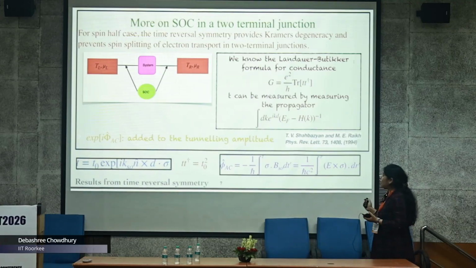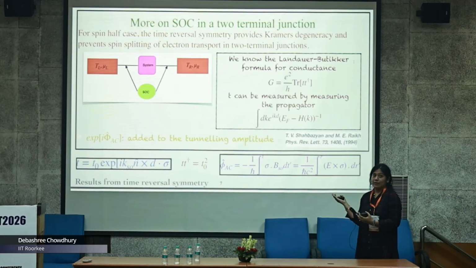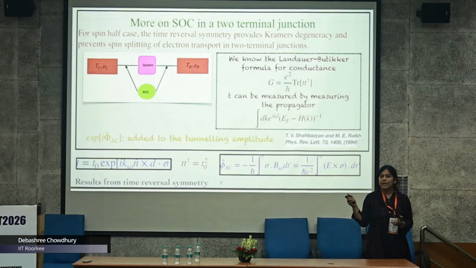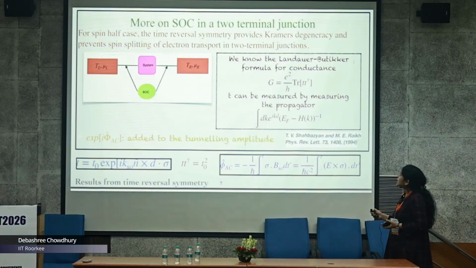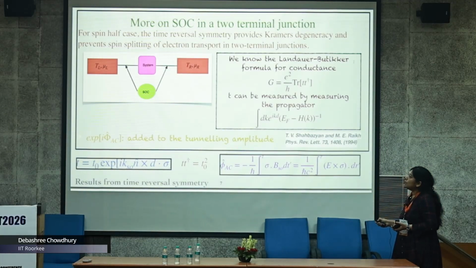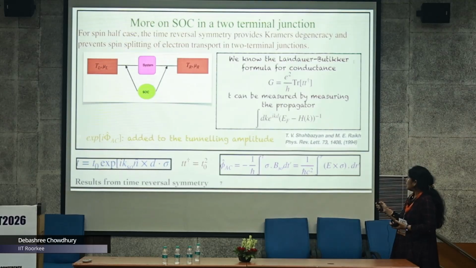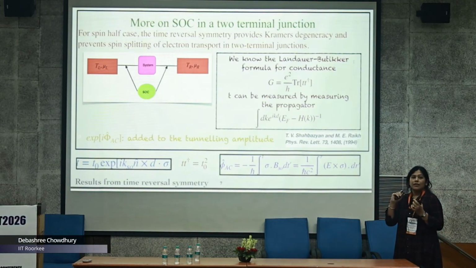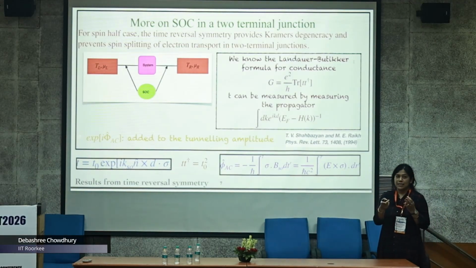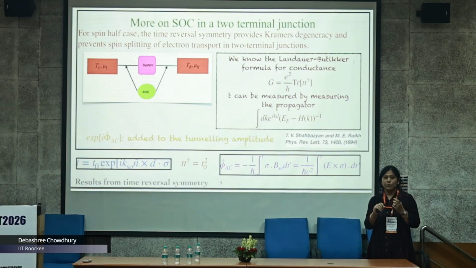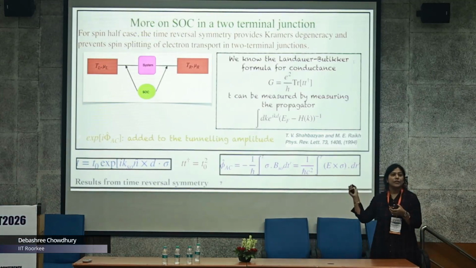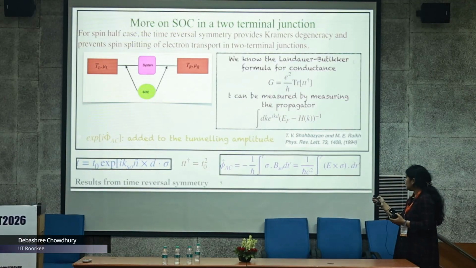So what is the way out, and why is this happening? This is happening because in a two-terminal junction, the spin-orbit coupling actually preserves time reversal symmetry, and because of that we don't have the spin polarization in the system. So it can't polarize the spin because one spin goes this way, another spin goes this way, and they cancel each other. So we finally don't have any spin polarization at the output.